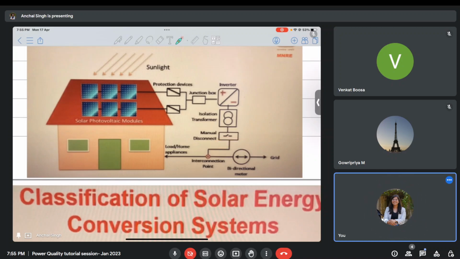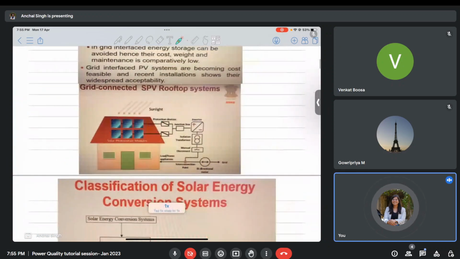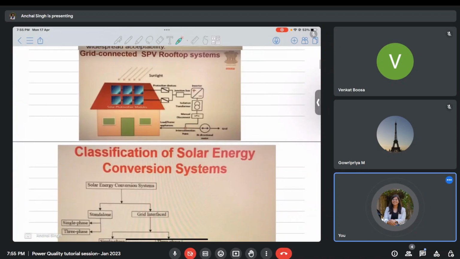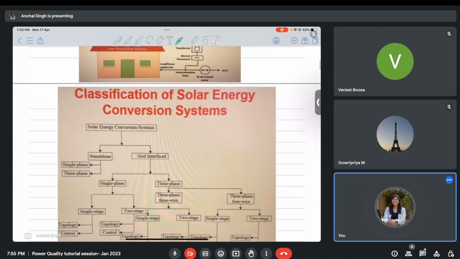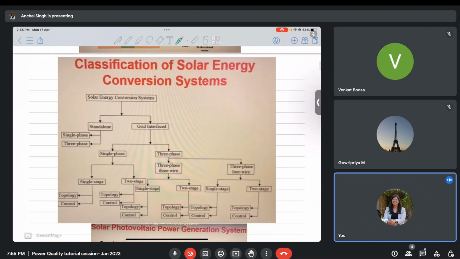So I have an option to feed this power to my house, or I can give it to the grid, or I can do both. So it will depend on how much is my generation and how much is my consumption. Based on that, we can do the analysis of whether we want to give to the grid or we want to keep it to ourselves.